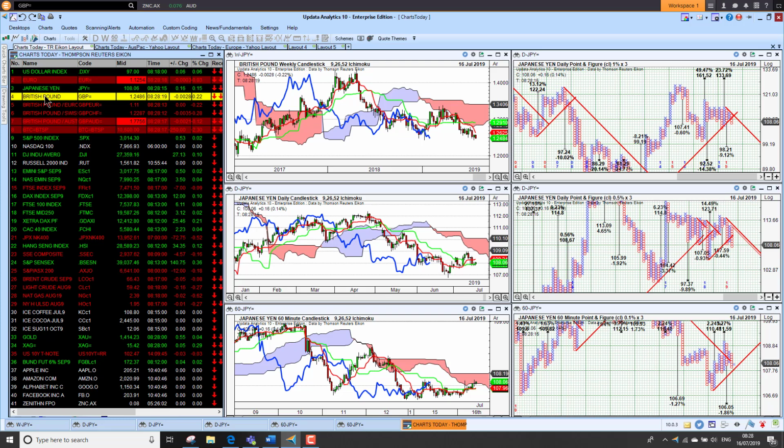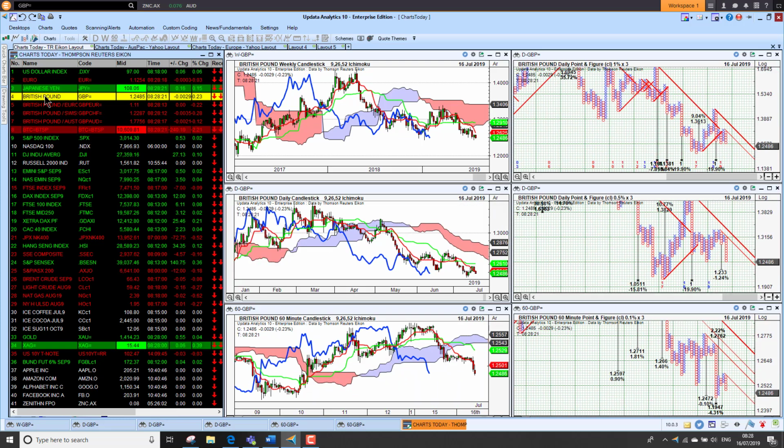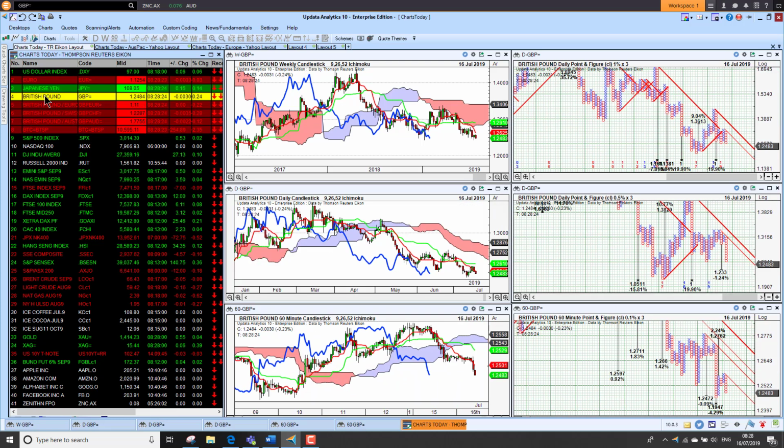Looking at sterling, we're back below 125 this morning, so that's taken us back into bearish territory for sterling. Bearish on all three time frames against the dollar, which is already weak, remember, versus the other currencies. So sterling is even weaker.